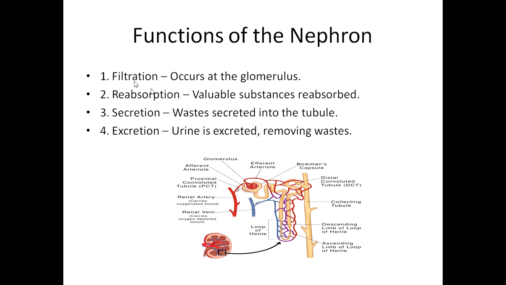First function is filtration, which we have known occurs at the glomerulus. Then reabsorption: valuable substances are reabsorbed in the proximal convoluted tubule, loop of Henle, distal convoluted tubule and also the collecting duct. Secretion: waste is secreted in the tubule. Excretion: urine is excreted by removing the waste. These are the functions of the nephron: filtration, reabsorption, secretion and excretion.